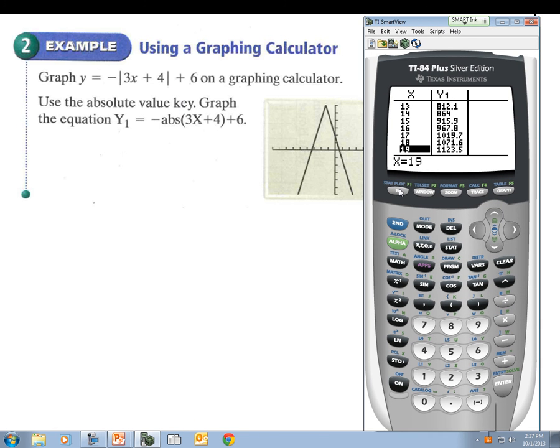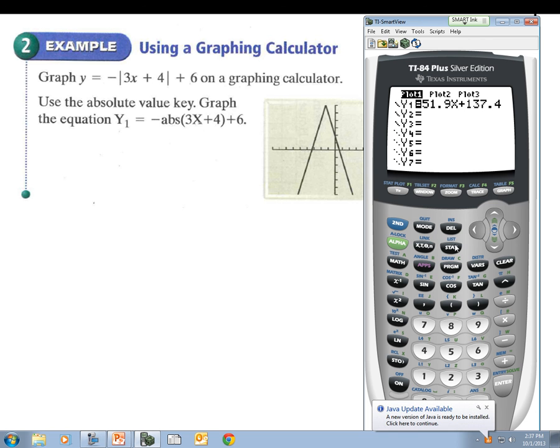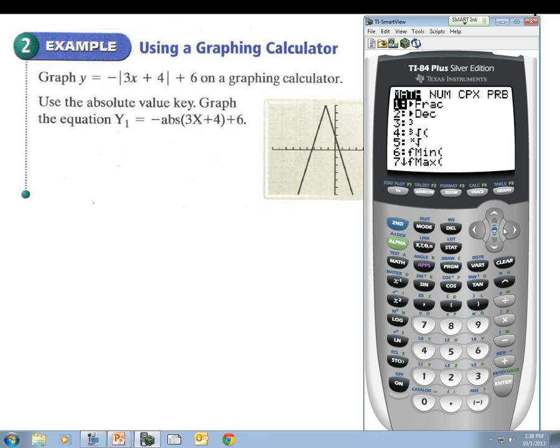But let's take a look here. If you've got one, here's how we would plug it in. Just turn these things off. So in our y1, we're going to type in negative. That's here. And then the absolute value feature on a graphing calculator is in here in math. So we click math, go over to number, and ABS parentheses. Again, math, number, and it's number 1.